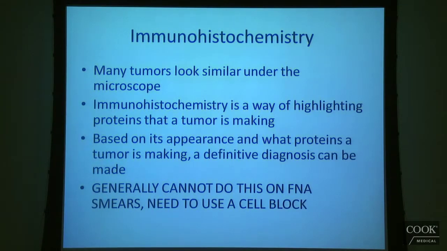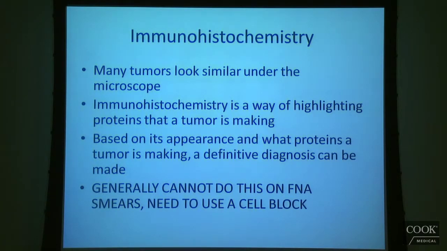So you have this problem of wanting to get one level beyond morphology to tell what they are, because morphology can only get you so far when you're dealing with such small amounts of tissue. What immunohistochemistry lets us do is highlight the proteins that a tumor is making. And I'll give you a more concrete example in a minute. So based on knowledge of what the cells look like and what proteins we can demonstrate that they're making, we can then make a diagnosis.